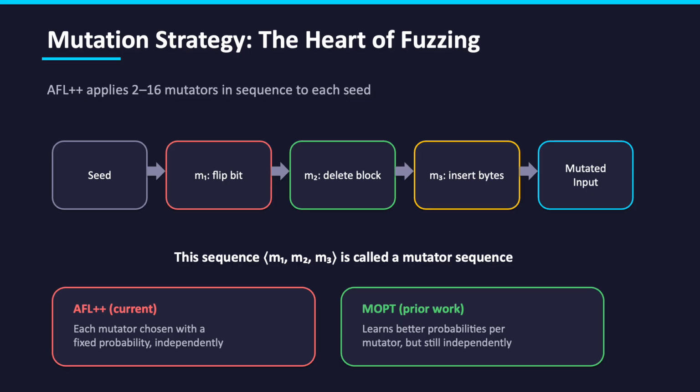MOPT, a prior work from USENIX Security 2019, improved on this by learning better probabilities for each mutator. Mutators that produce more interesting inputs get higher probabilities. But, and this is the crucial part, MOPT still treats each mutator independently. The probability of picking the next mutator doesn't depend on what you picked before. Think about that. We are applying these mutators in a sequence, one after the other, and yet we are choosing them as if they have nothing to do with each other. That's the gap this paper identifies.